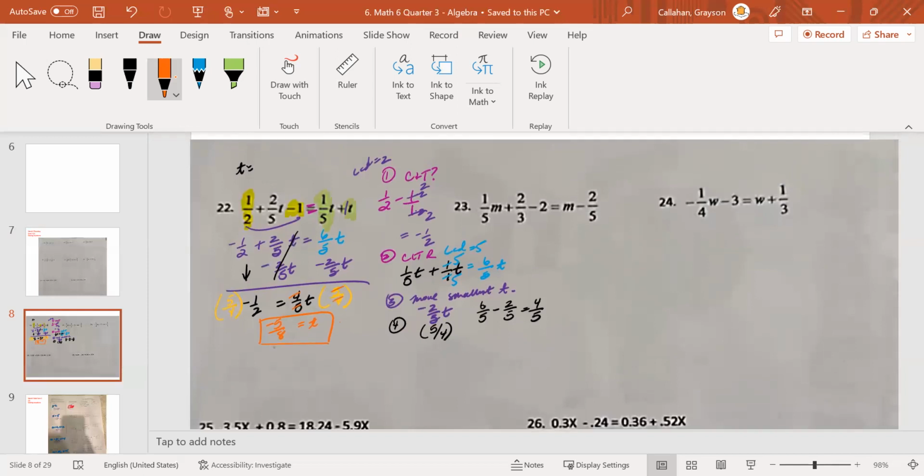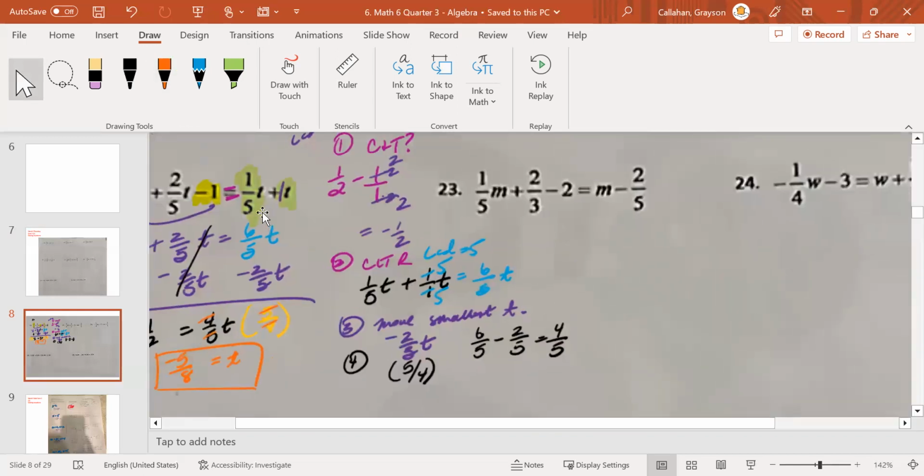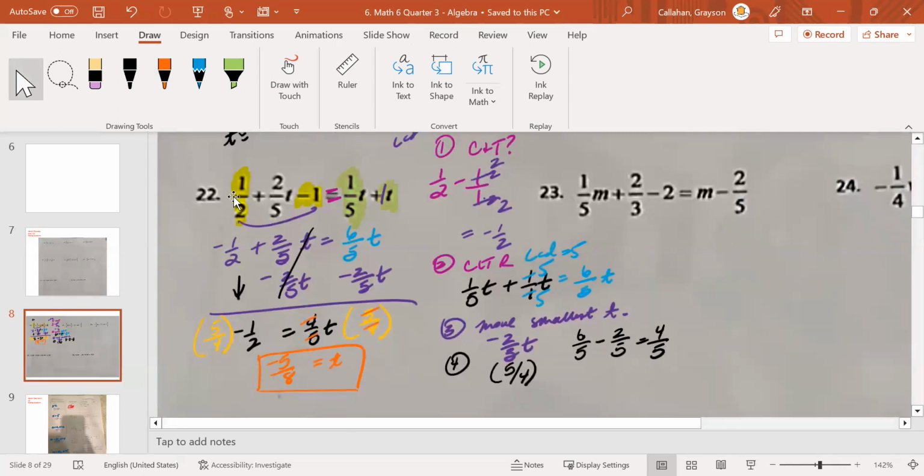So just to summarize this one more time, the first thing that you're going to do is combine like terms. So the 1/2 and the -1, combine them together. On the right side, you have two different terms with t's, combine them together. Once you get to this point here, notice you have -1/2 plus 2/5t equals 6/5t. So your goal is to solve for t. Since there's a t on the left side, that's a smaller one, you move it over to the right side by subtracting it. And then once you get to this part, -1/2 equals 4/5t, you've got to get rid of the 4/5 on the t, which means you multiply by the reciprocal. So then this is your answer.